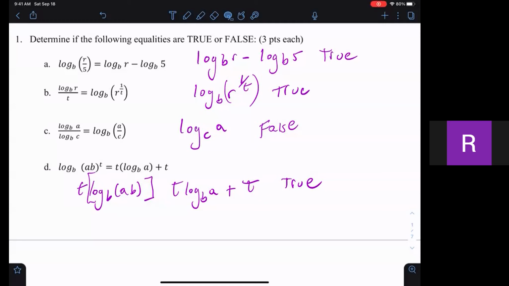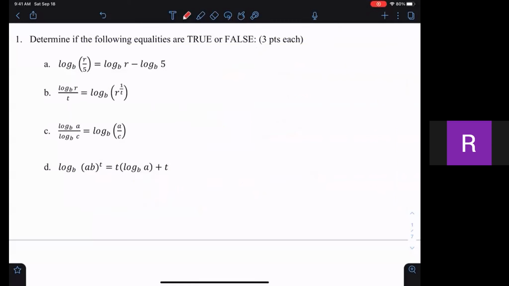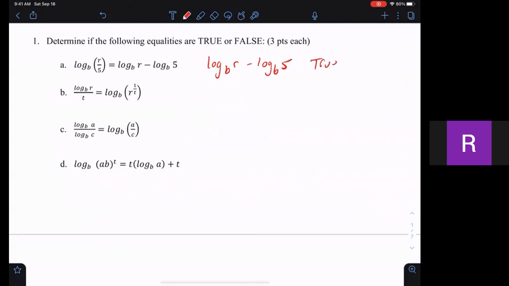So I'm going to go over it. It's very similar to the previous one, except the end is a little different, but everything else is kind of the same. Here they want you to determine whether each statement is true or false. So we have to do log b of r minus log base b of 5. In this case, we get the same, so this is true, right?